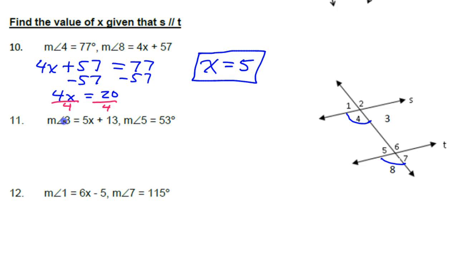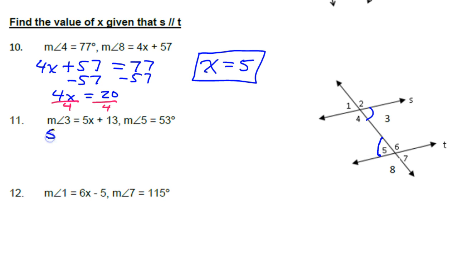Alright, now how about angle 3 and angle 5? Let's identify those. Okay, here's angle 3, and here's angle 5. These are alternate interior angles. And if the lines are parallel, alternate interior angles are congruent. So once again, these should be equal to each other.